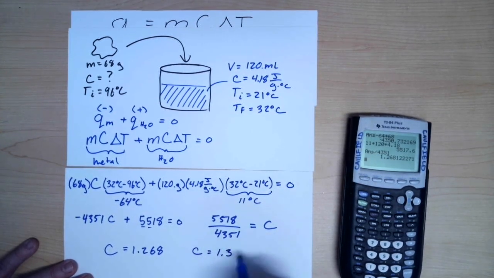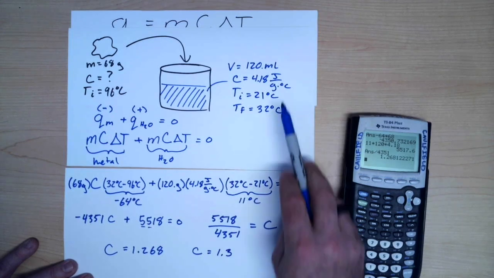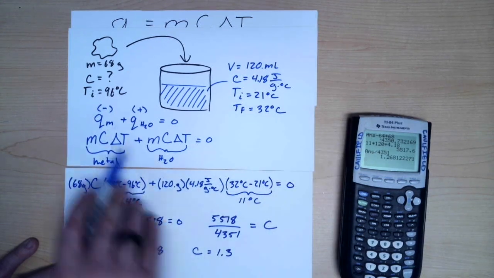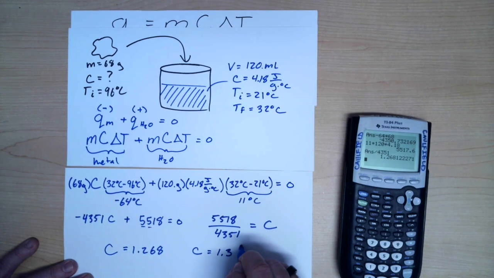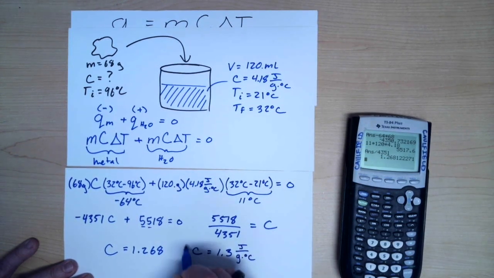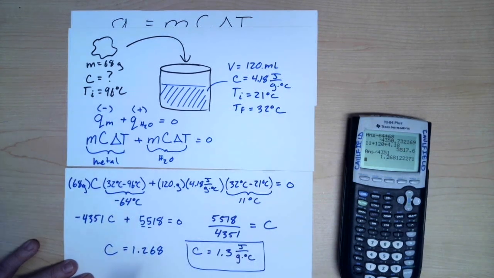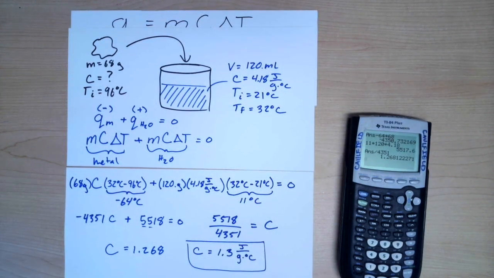So 1.3, and because I'm pretty confident in my unit agreement, I'll come up here and grab the appropriate units of joule per gram per degree Celsius. Okay, so there's my 2 sig fig final answer. Hopefully that was useful to you.